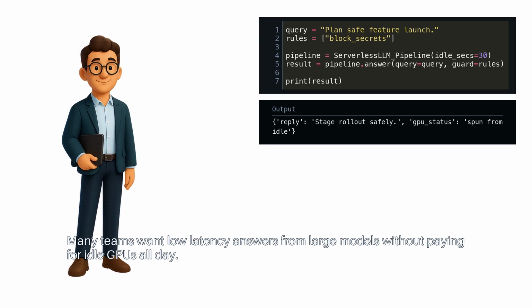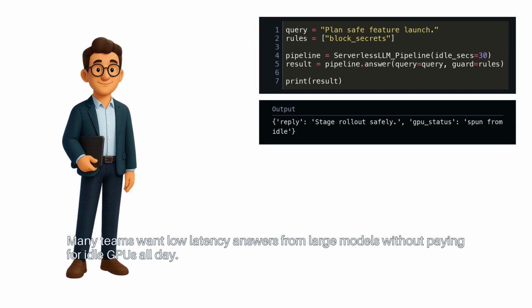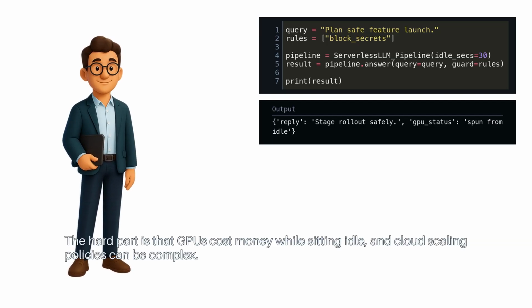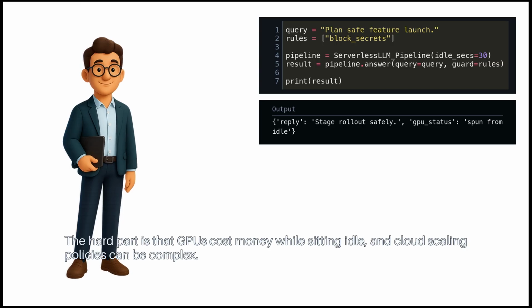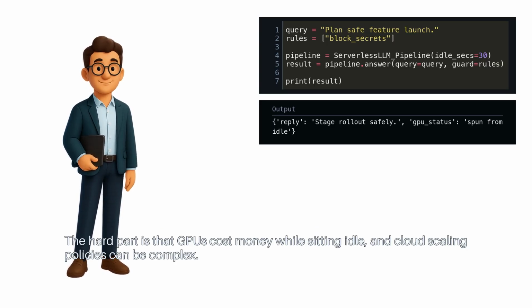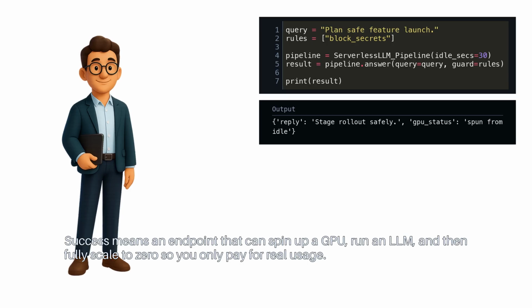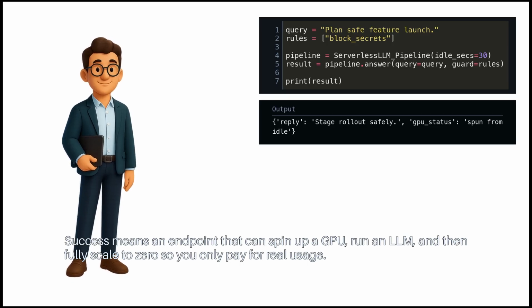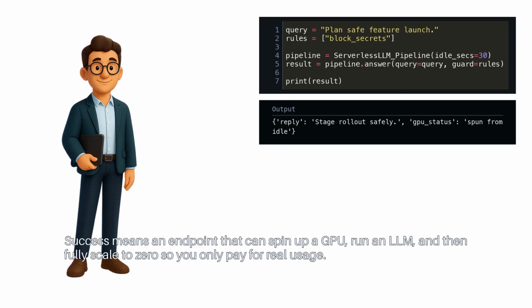Many teams want low-latency answers from large models without paying for idle GPUs all day. The hard part is that GPUs cost money while sitting idle, and cloud scaling policies can be complex. Success means an endpoint that can spin up a GPU, run an LLM, and then fully scale to 0, so you only pay for real usage.